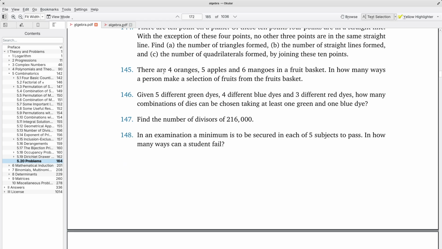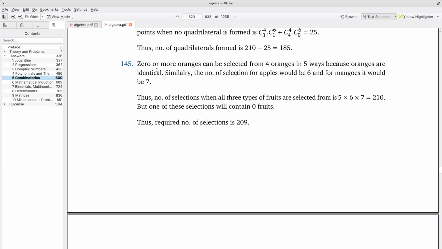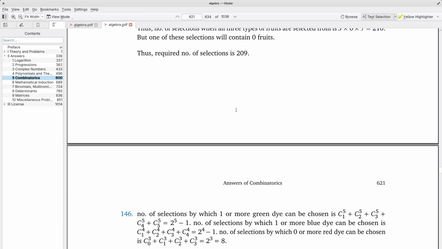Question 145 says that there are 4 oranges, 5 apples, and 6 mangoes in a fruit basket. In how many ways can a person make a selection of fruits from the fruit basket? So 0 or more oranges can be selected from 4 oranges in 5 ways, because oranges are identical. Similarly, the number of selections of apples would be 6 and for mangoes it would be 7. Thus, the number of selections when all 3 types of fruits are considered is 5 multiplied by 6 multiplied by 7, that is 210. But one of these selections will contain 0 fruits, thus the required number of selections is 209.